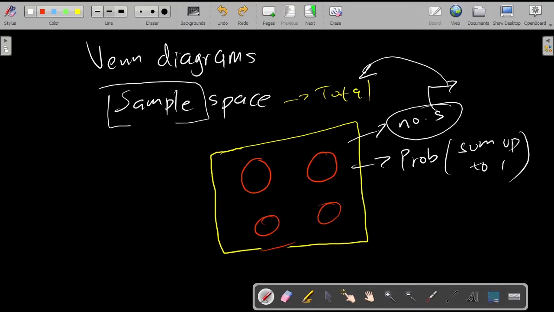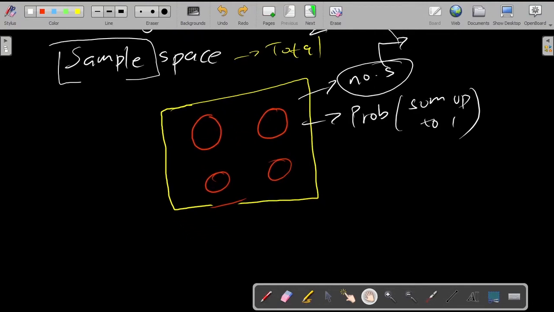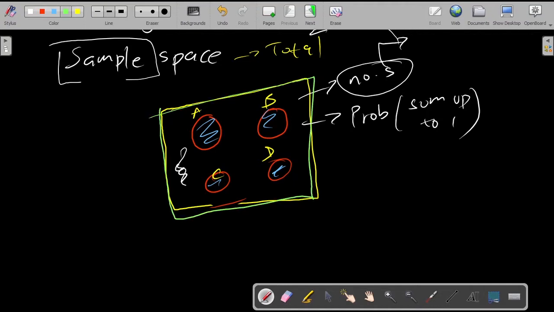So let's say your class consists of 25 people. Now expect all the numbers which are in here to add up to 25. And you might find that someone in your class does not necessarily fall into any of these, A, B, C, or D. That person would fall outside the classes, but the person is part of the sample space. That is why we keep them inside the box.